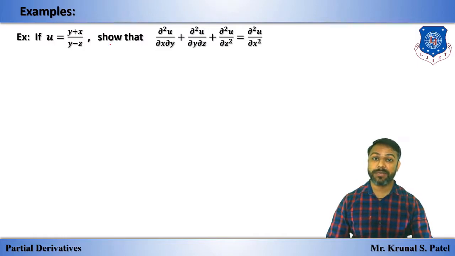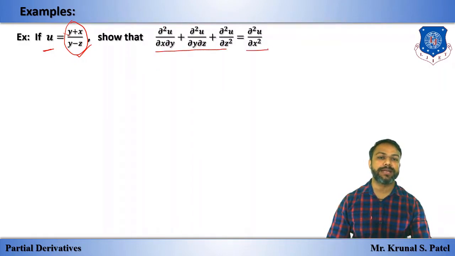This is a tricky example, so let's pay more attention. We have u equal to (y plus x) upon (y minus z). So u is a function of three variables x, y and z. We have to show that the left hand side is equal to the right hand side. That means we have to find four different derivatives, 1, 2, 3 and this 4. One by one we will find them, and by adding them on the left hand side we will get the right hand side.